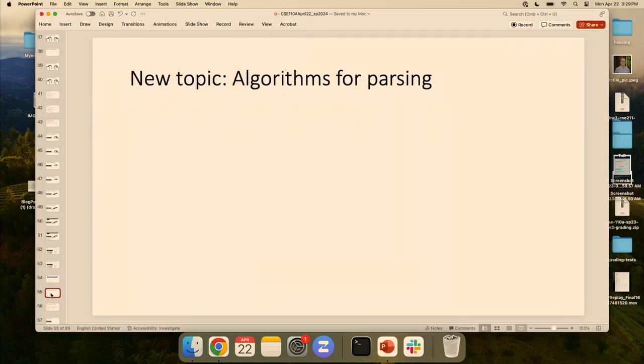Okay, let's get started with the next topic, which is, now that we can specify an unambiguous grammar, how do we actually implement the parsing?